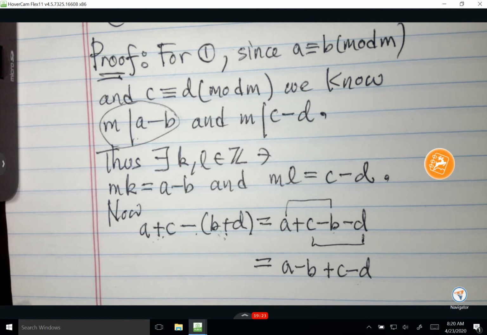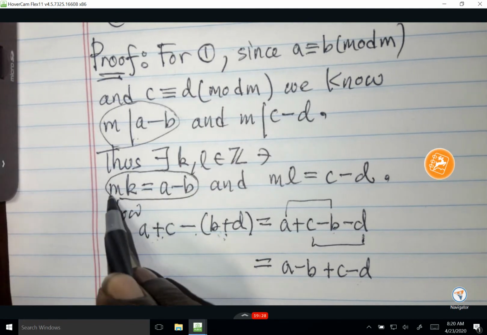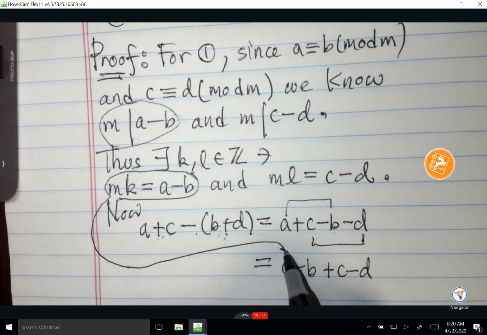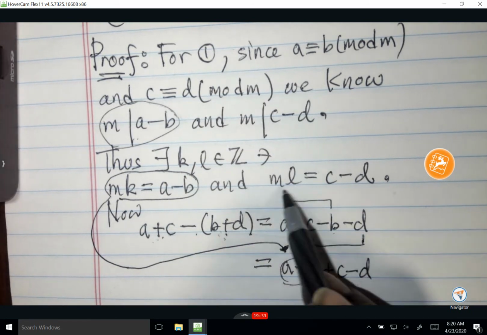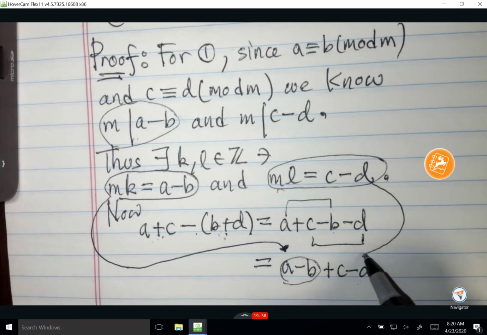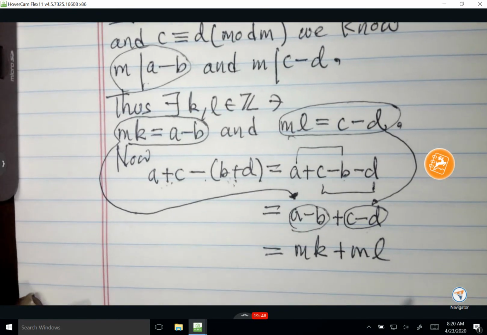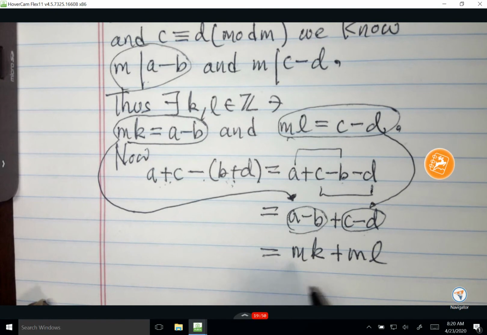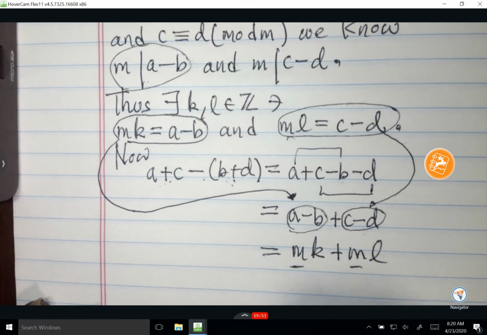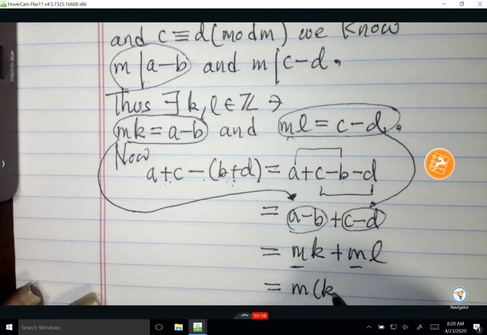What can I say that's equal to? Now obviously I can use this box for the A minus B and put it there. And obviously now I can use this as a weapon for the C minus D and put it there. So I can write this as MK plus ML. And it should be obvious what I can do now. Obviously, I can factor out an M. It doesn't take a genius, folks. So I can factor out an M and write it this way.